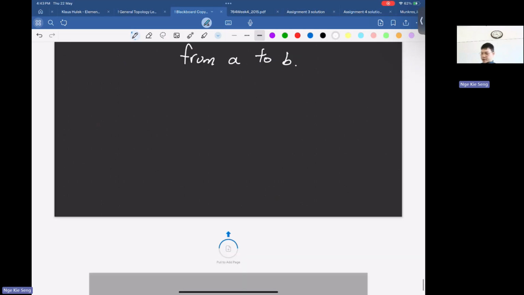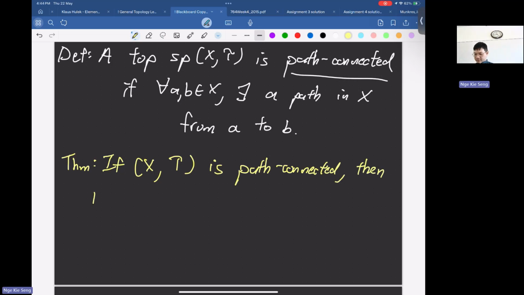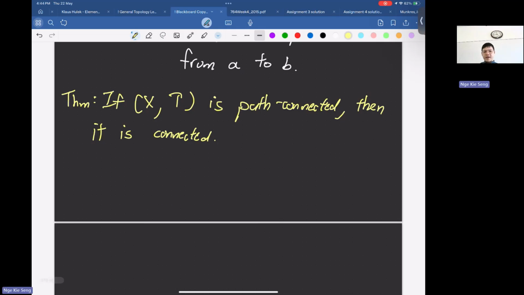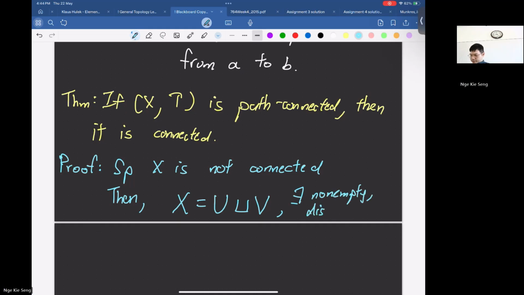Right. So the first theorem we're going to establish here is: if the topological space is path connected, then it is connected. Let's do this. Again, how do we start? Suppose X is not connected. Then there exist U and V such that we can write X as a union of U and V, for non-empty disjoint open sets U and V.